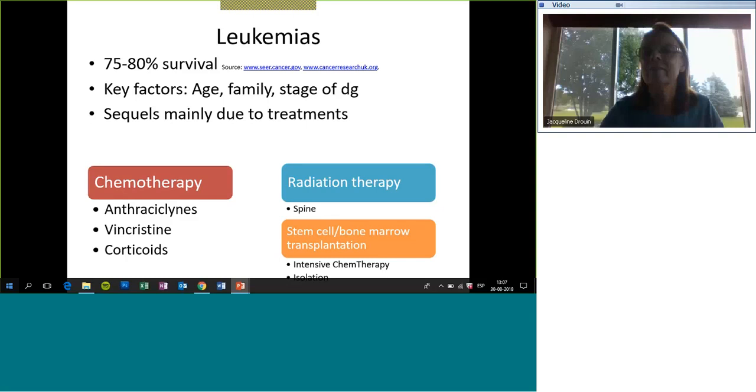And all of this is doubled when the child has to undergo a stem cell transplant, where they receive intensive chemotherapy and are isolated in a hospital room for a long time to prevent infections.